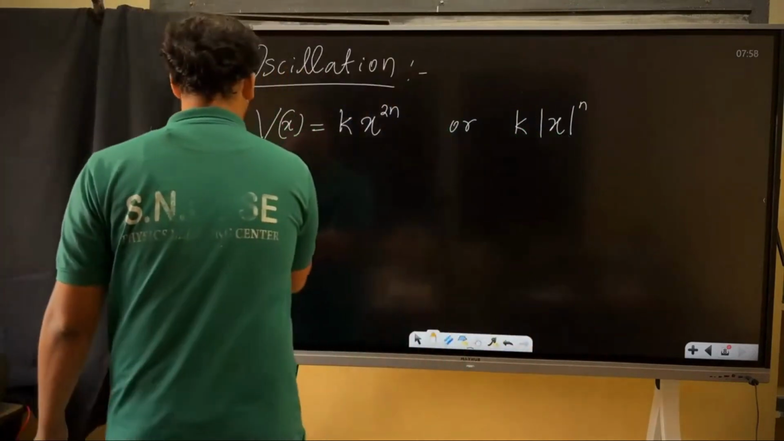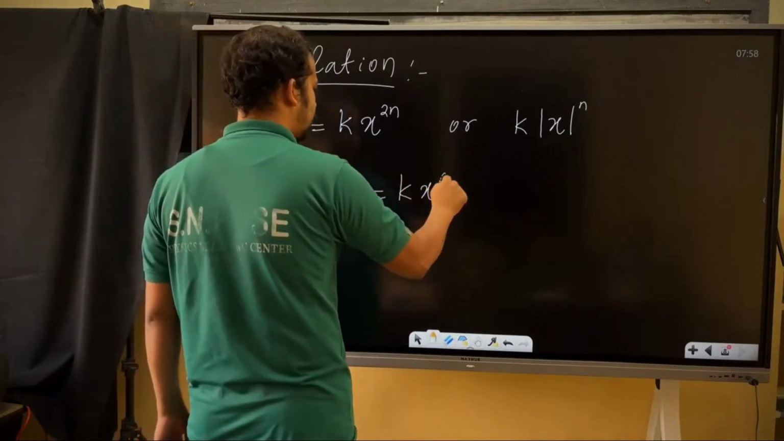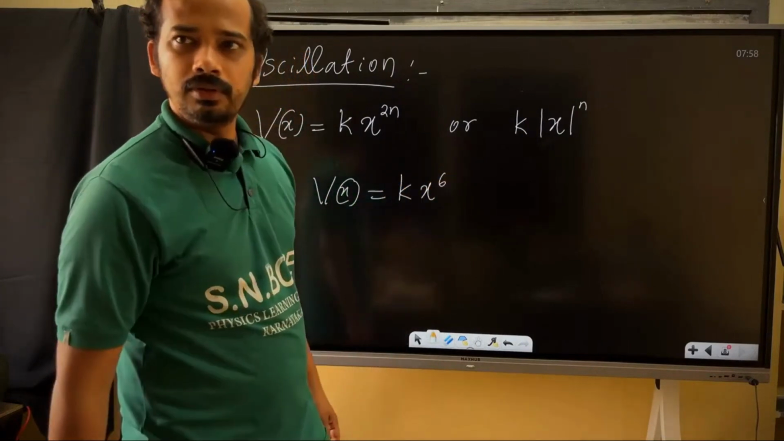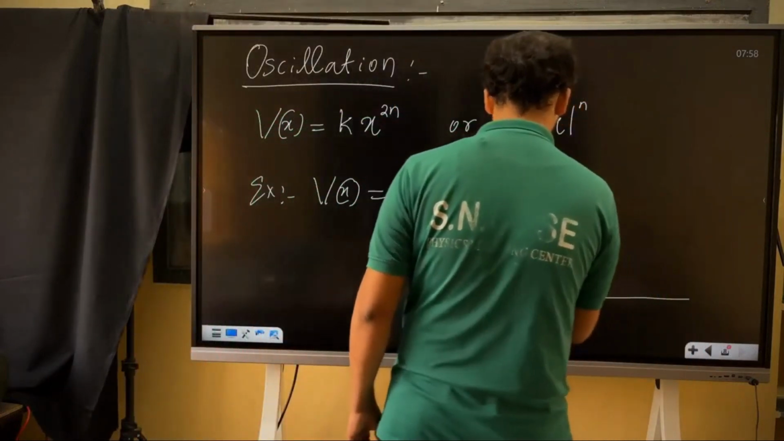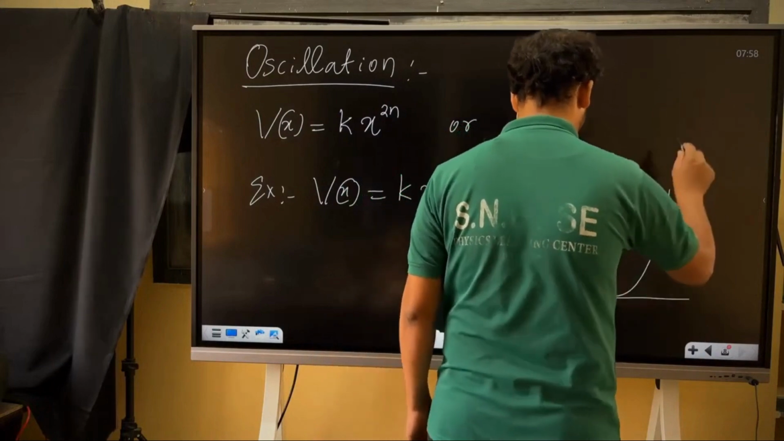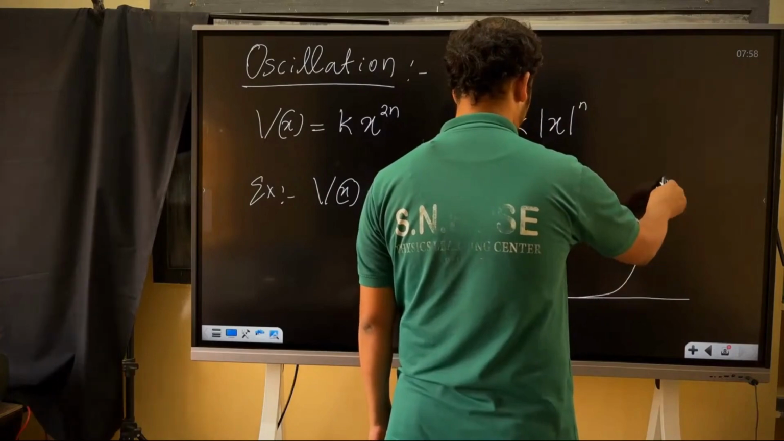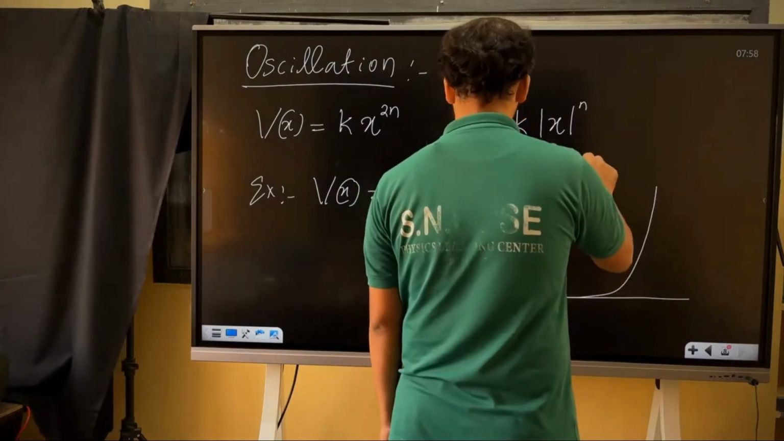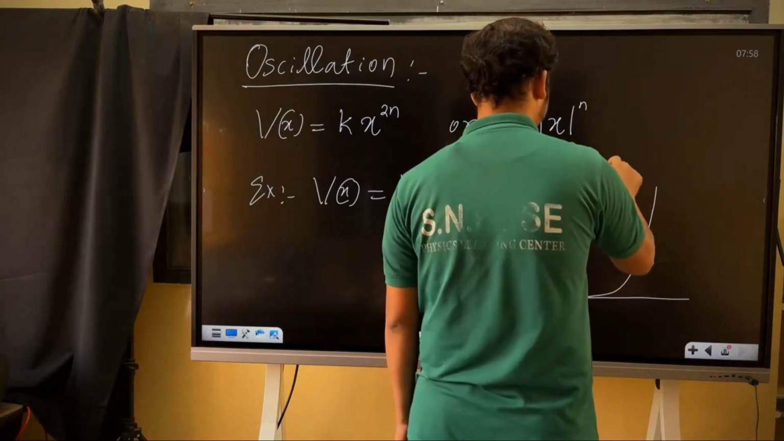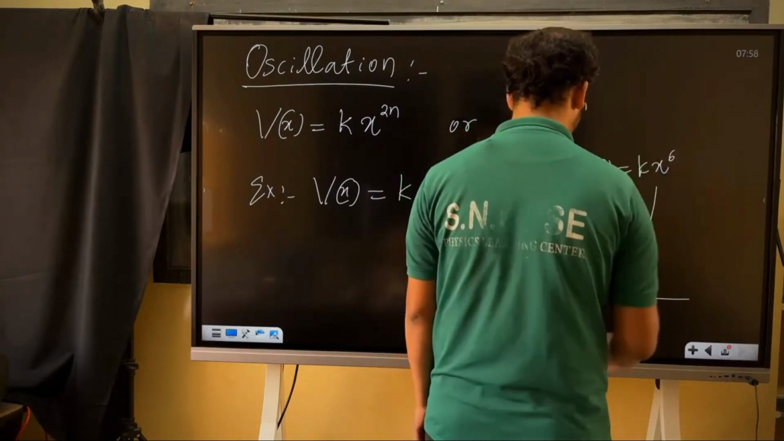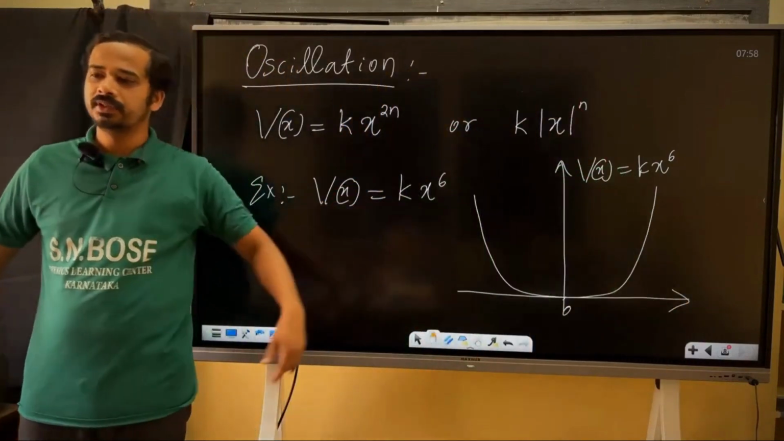Suppose, for example, V of x is equal to kx raised to 6. Where does this function have a minimum? It must be symmetric. At 0. If you do its Taylor expansion, its Taylor expansion is itself.